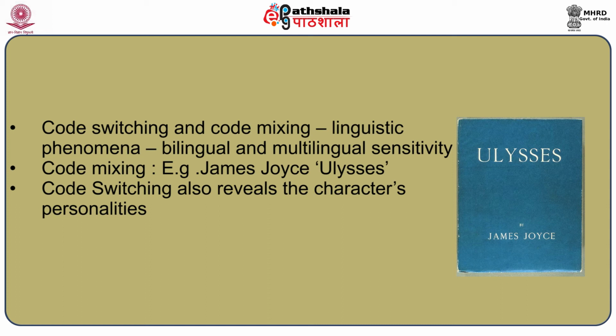Let us look at a small example from both of these. Code mixing: there are so many authors who use code mixing, and we all use it in our daily life. Any educated person who is bilingual will code mix language every day. I am referring to James Joyce, a great experimenter in language. James Joyce uses a code mixed variety of language a number of times in his novel Ulysses, in order to reveal the personality of the characters. Here's a brief passage.